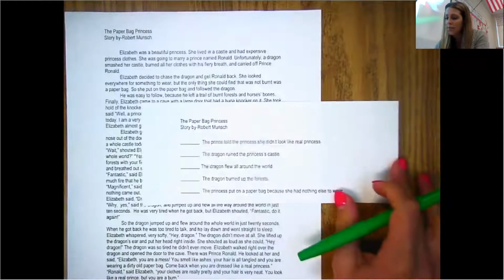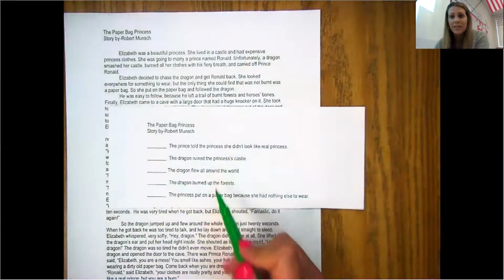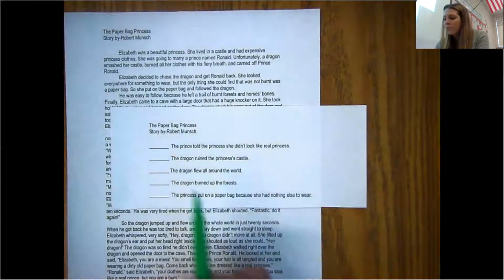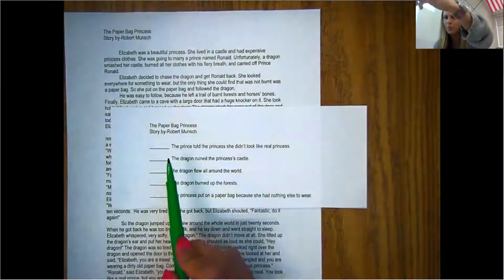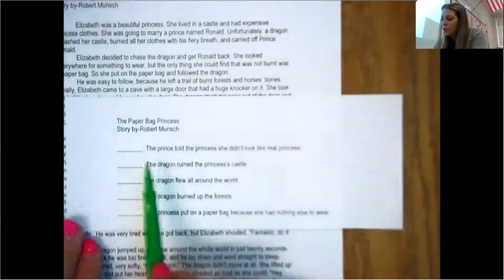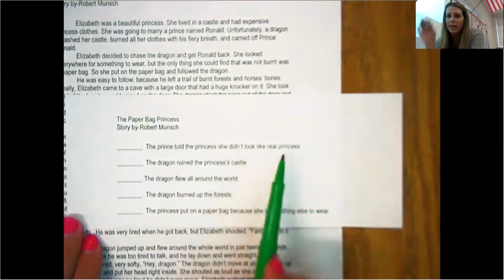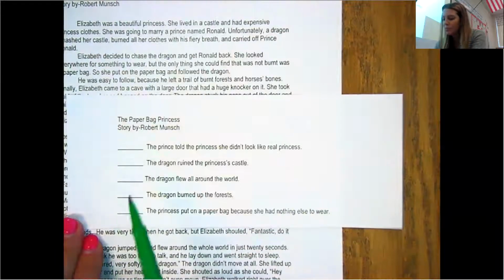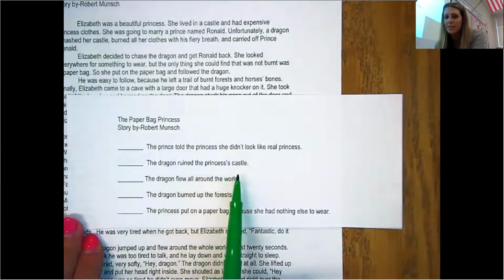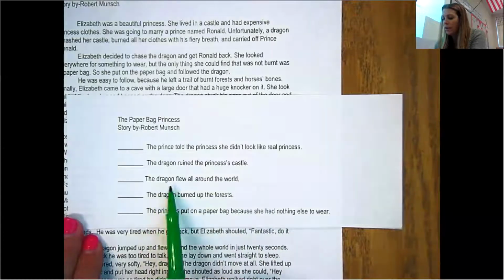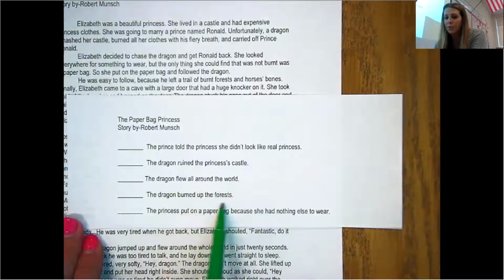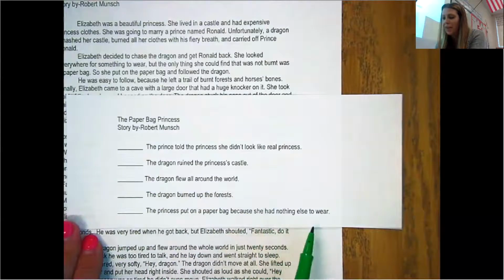So let's take a minute and look at all of the different events that they want us to go back and find and put in order from beginning to end. Let's go ahead and read them together and I'll make it a little bit bigger for you. The prince told the princess she didn't look like the real princess. And you might remember where these go. The dragon ruined the princess's castle. The dragon flew all around the world. The dragon burned up the forest. The princess put on a paper bag because she had nothing else to wear.